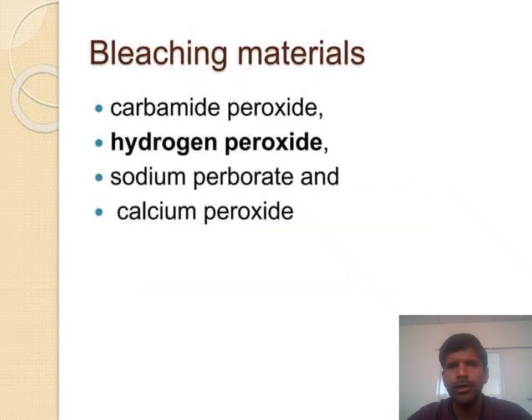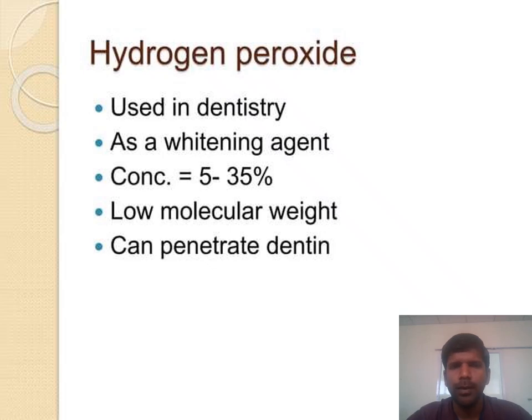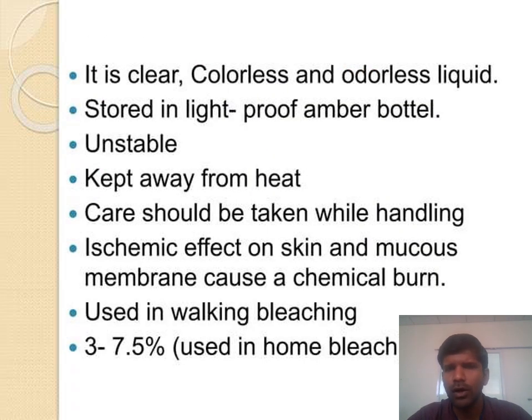There are various bleaching materials used. It may be carbamide peroxide or hydrogen peroxide or sodium perborate or calcium peroxide. Coming to hydrogen peroxide, it is generally used in dentistry as a whitening agent at a concentration of 5 to 35%. It has very low molecular weight and because of that it can penetrate dentin easily. It is a colorless, odorless liquid and stored in light-proof amber bottles. It is unstable and kept away from heat.